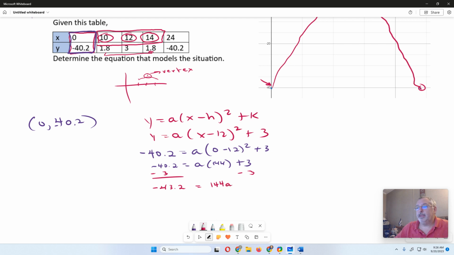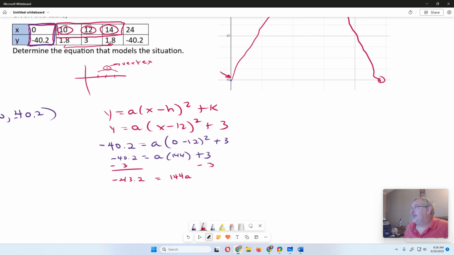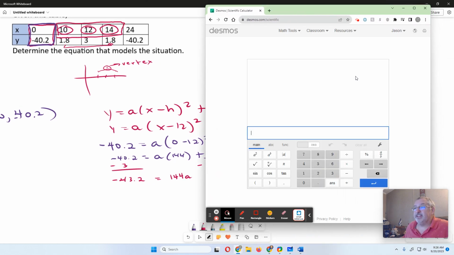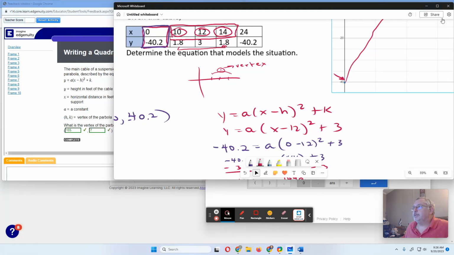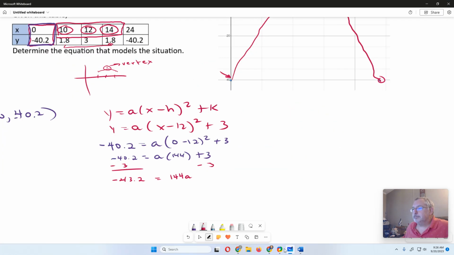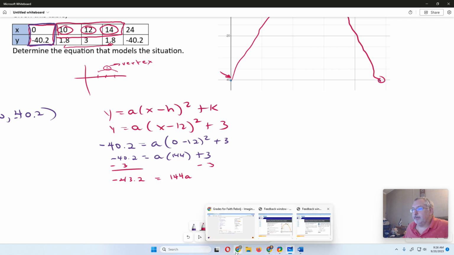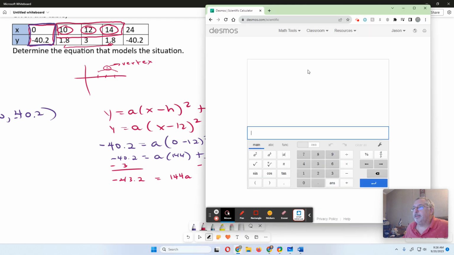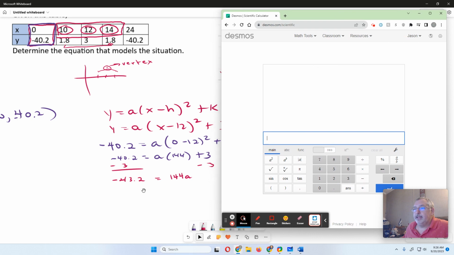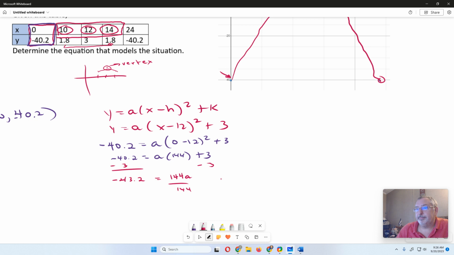144a. And now we're going to pull up the Desmos Scientific Calculator. Why Desmos? Because it's one that you're going to see on most of your standardized testing now, and it's easy to use, and it's online, and it's free. So those are all the nice reasons to use Desmos. All right, let me pull that up. I've got to find the right tab here. There's my Desmos calculator. I'm going to now solve this by dividing by 144.